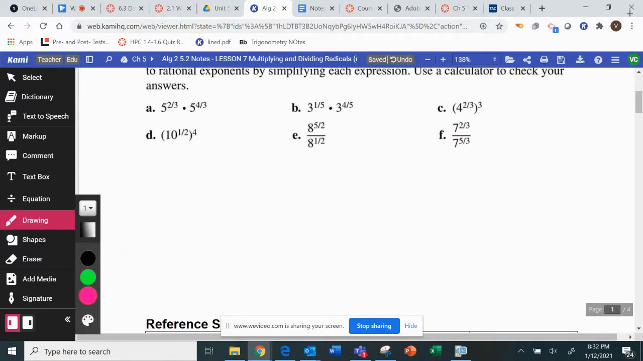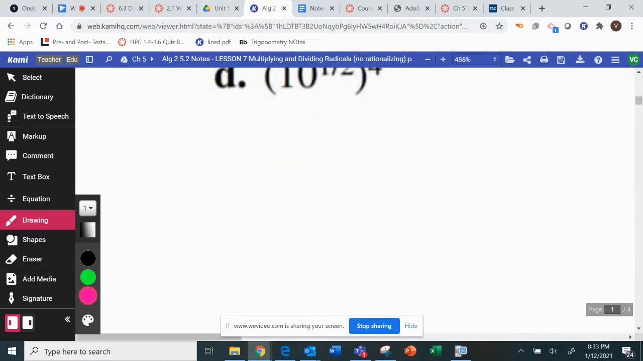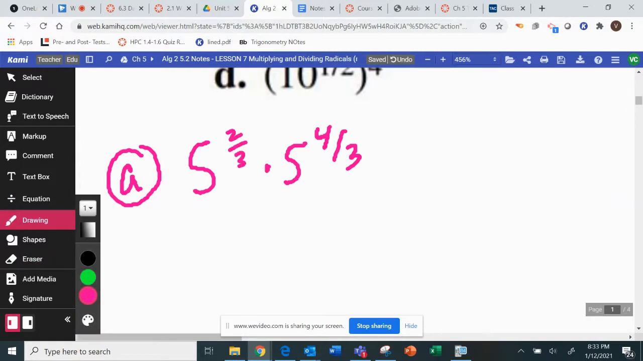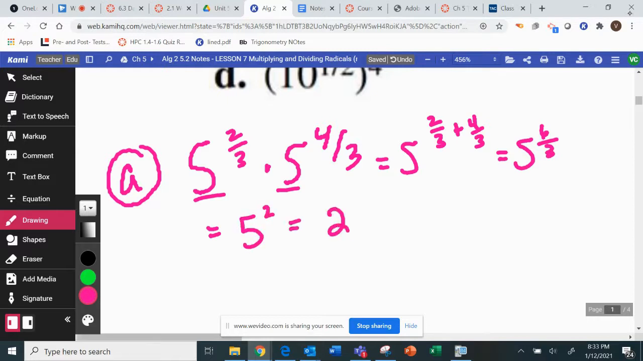Okay, question A. 5 to the 2/3 multiplied by 5 to the 4/3. I need to zoom in here. I can't write very clearly. Okay, so we've got the same base. So since we're multiplying same bases, we add the exponents. 5 to the 2/3 plus 4/3. All right, and then from here, we already have a common denominator. We get 5 to the 6/3, which I will reduce to 5 to the 2nd, which is 25.